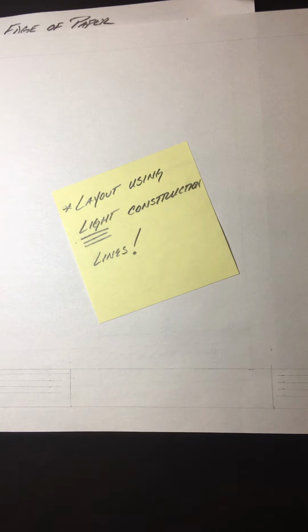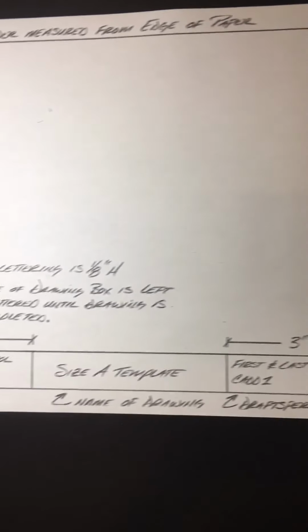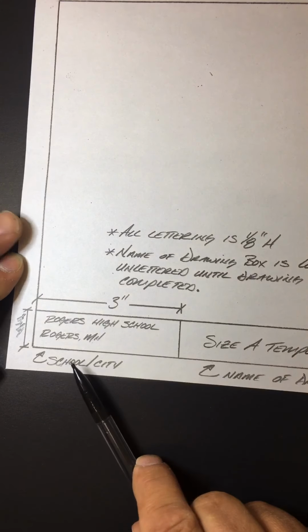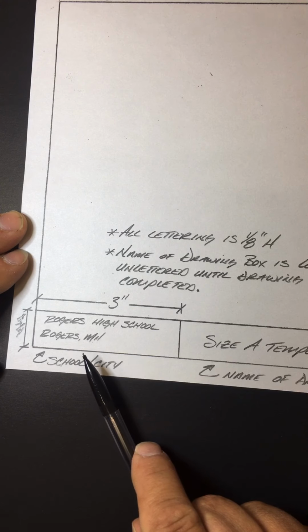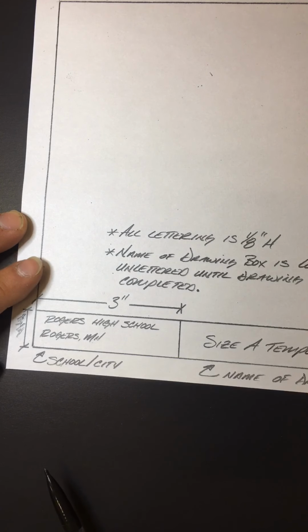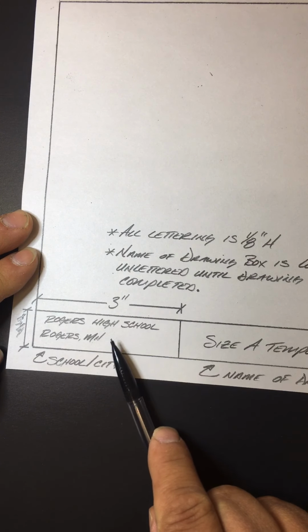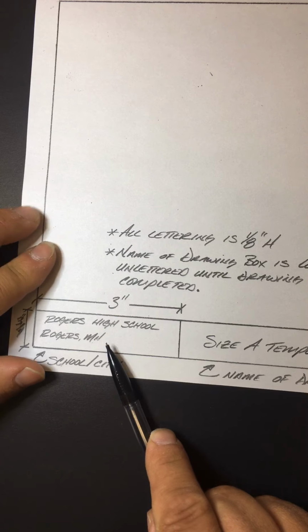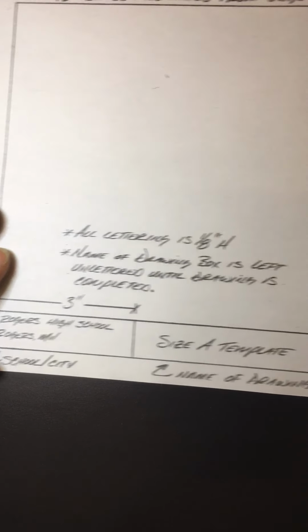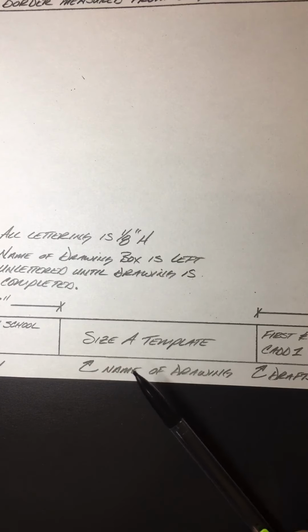Now that we're back, I'm going to have you begin to lay out the title block information. The title block information on a template is going to contain certain pieces of information. Our template is going to include the name of our high school, city and state. We eventually then will put in the name of your drawing.